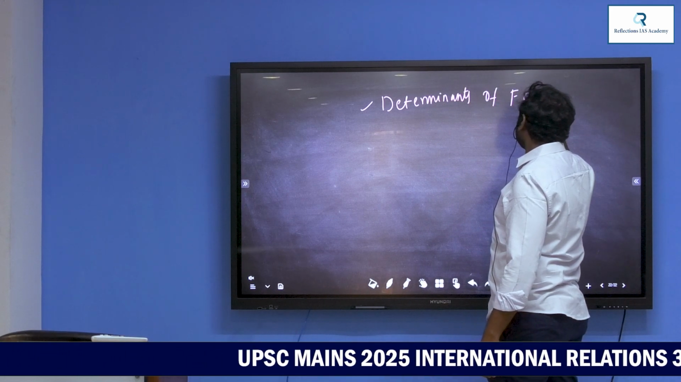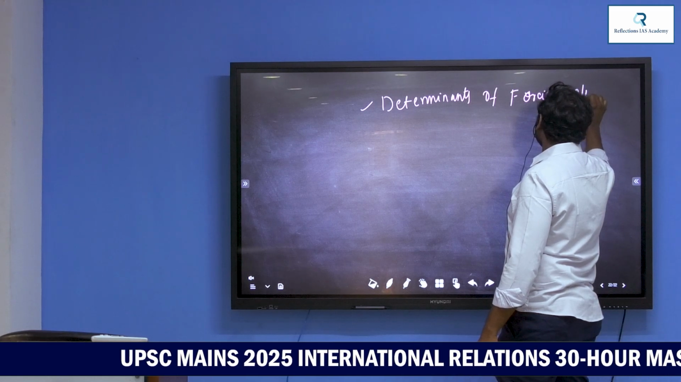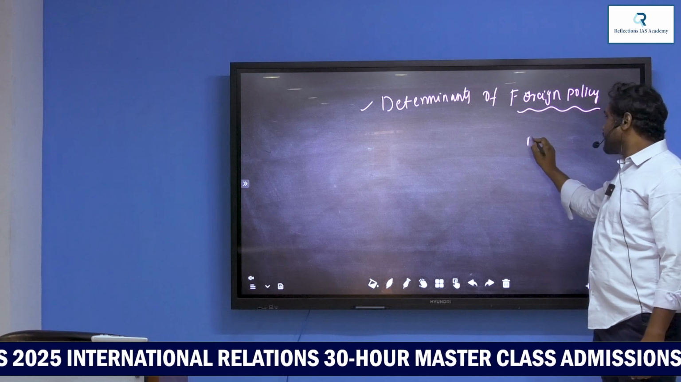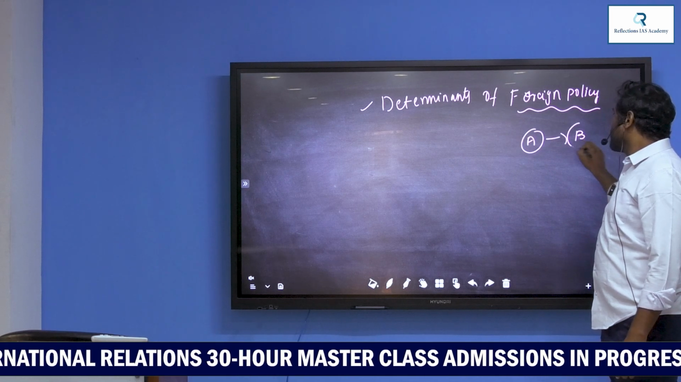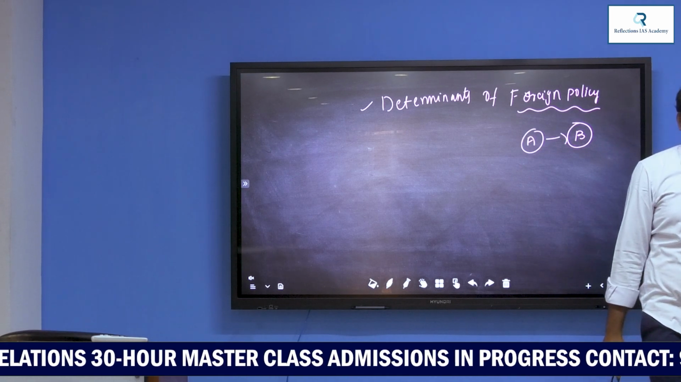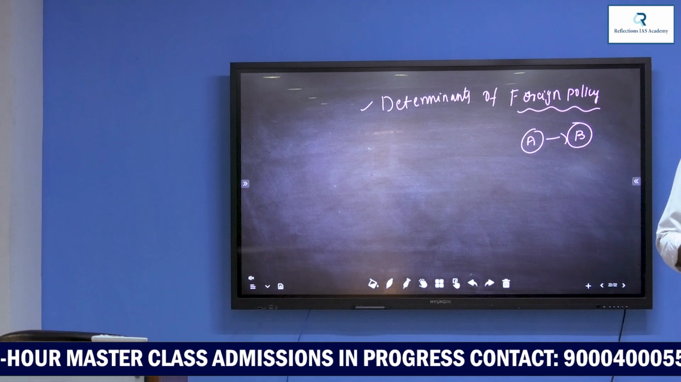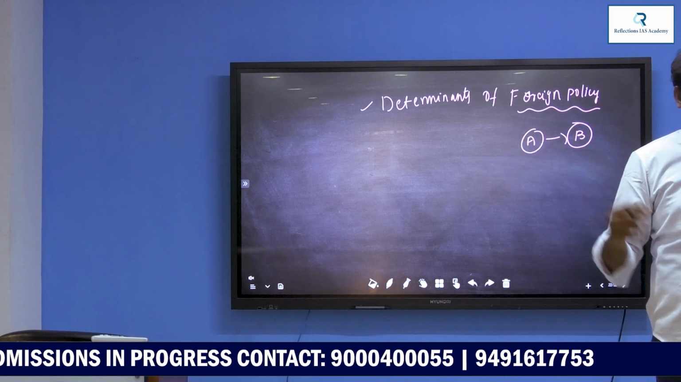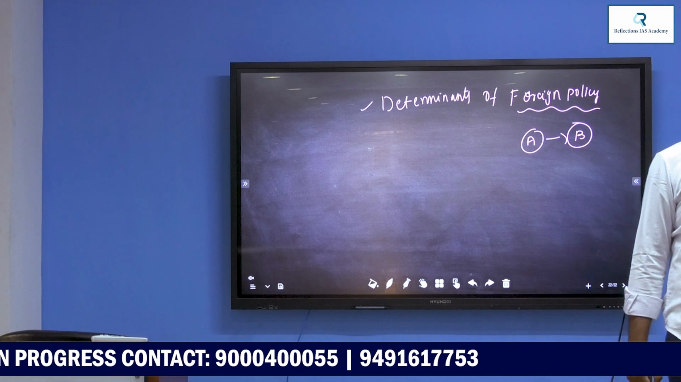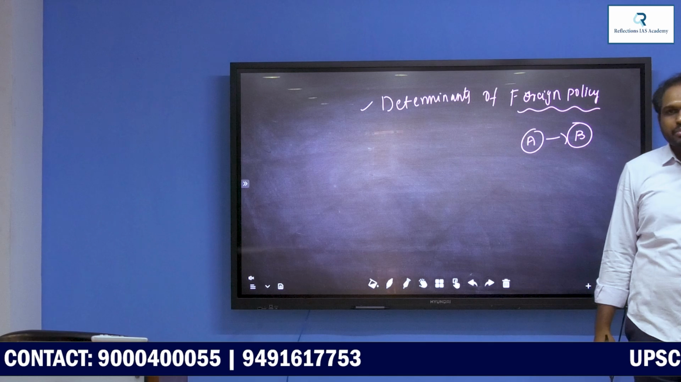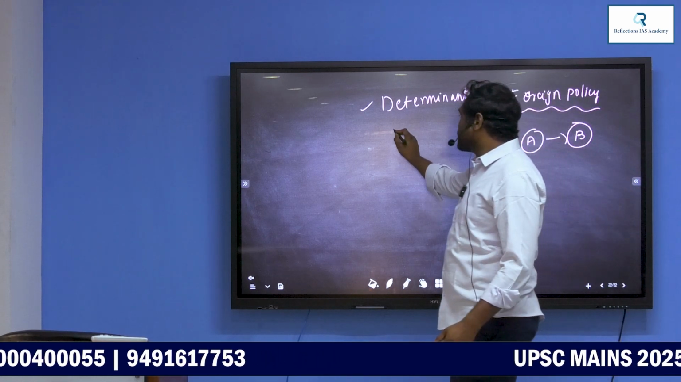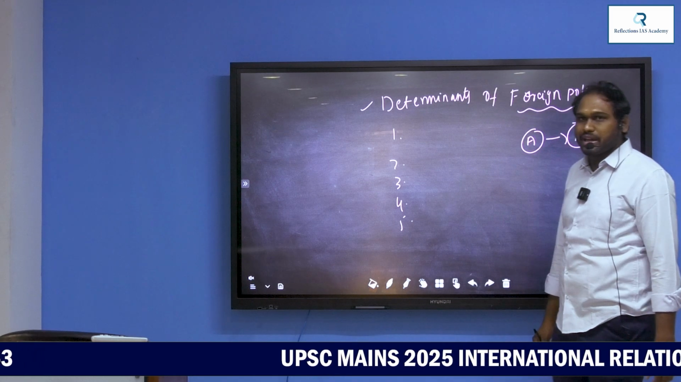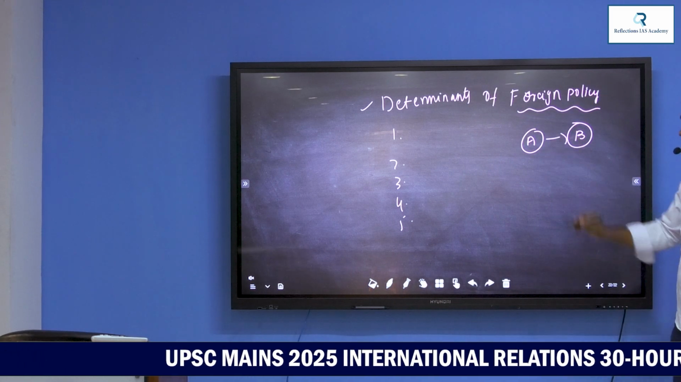foreign policy. Foreign policy is nothing but the policy of one nation, one actor, towards another actor. Actor A's policy towards actor B is foreign policy. Although foreign policy is not clearly mentioned in the syllabus, there is no need for it to be mentioned, because one nation's policy towards another nation becomes foreign policy. What is India's foreign policy? How has it evolved over a period of time? Initially, what are the determinants of foreign policy? What are the factors that influence foreign policy decision making? We will discuss the determinants.